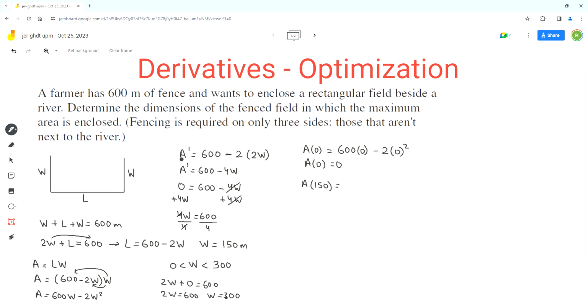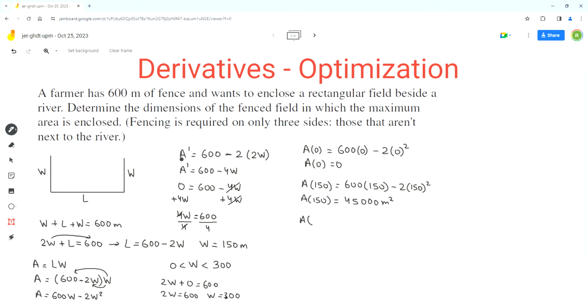Now we can use the value of W we got, which is equal to 150. So the area will be equal to 600 times 150 minus 2 times 150 squared. Now we can solve this expression. 600 times 150 minus 2 times 150 squared is equal to 45,000. And the unit will be meter squared because the unit of the length is meter in this problem.